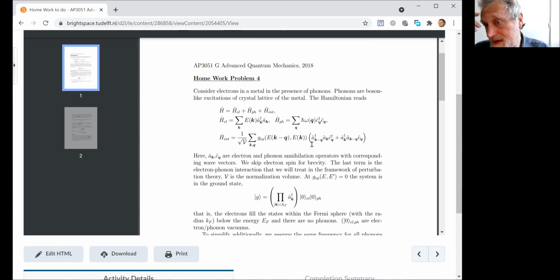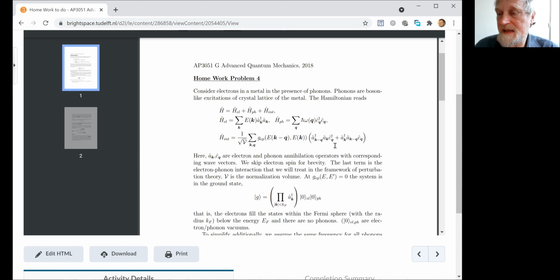So again, it is one of the crucial questions which will always pop up in the course of examination. You have to understand what each term in the perturbation Hamiltonian does. So what does this term do? It creates a phonon in a certain state Q, and it does something with electrons. What does it do? It annihilates an electron in the state K and creates it in the state K minus Q.